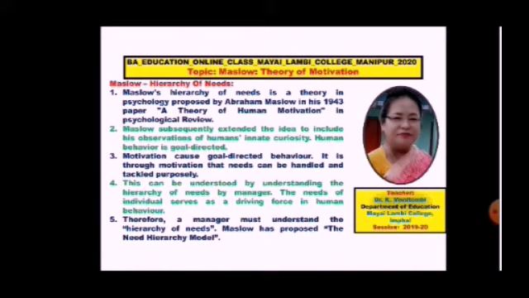Human behavior is goal directed. In this theory, motivation causes the goal-directed behavior, and it is through motivation that needs can be handled and tackled purposely. This can be understood by understanding the hierarchy of needs. The needs of the individual serve as a driving force in human behavior. Therefore, a manager must understand the hierarchy of needs.